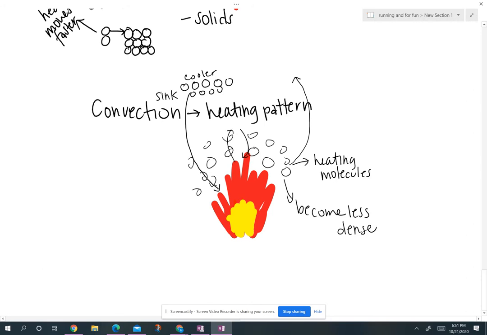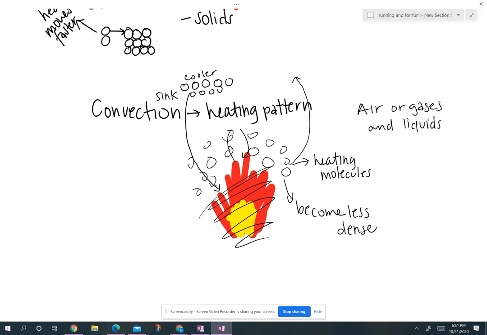And you'll see that convection is actually something that is very common in air or gases, and it's also common in liquids. So liquids and gases, super common for convection to happen as long as it has a heating source. Now, if this fire was not here, then convection would stop. And if convection stops, we will no longer have that heating and cooling cycle that we have going on.